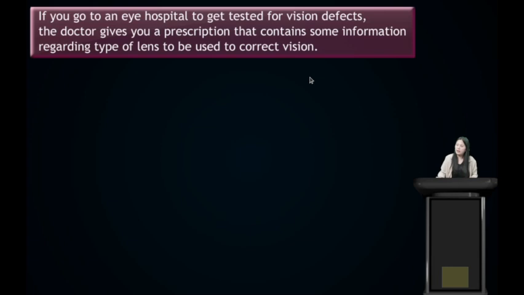If you go to an eye hospital to get tested for vision defects, the doctor gives you a prescription that contains some information regarding the type of lens to be used to correct your vision. When it is negative, that means it is for correcting myopia. When it is positive, then it is for correcting hypermetropia.